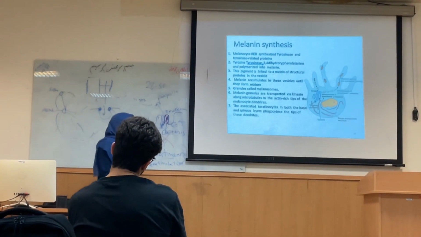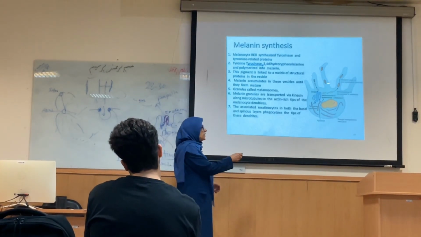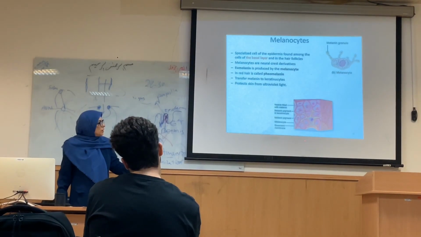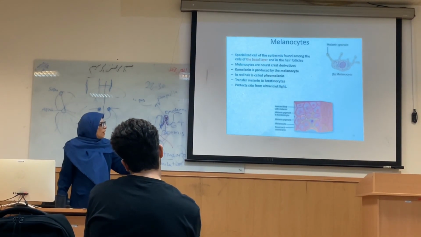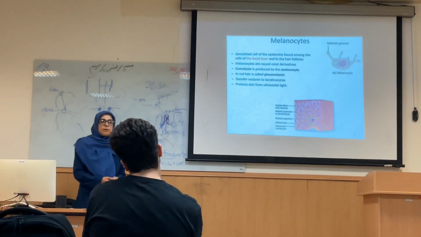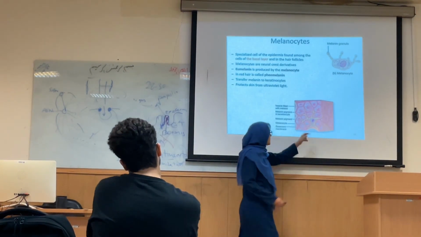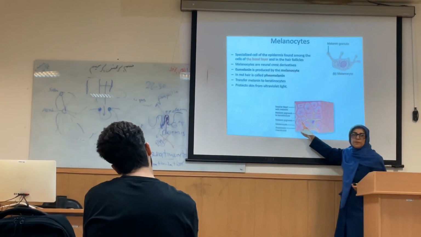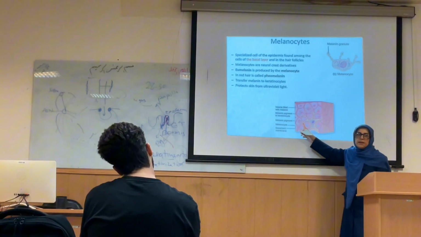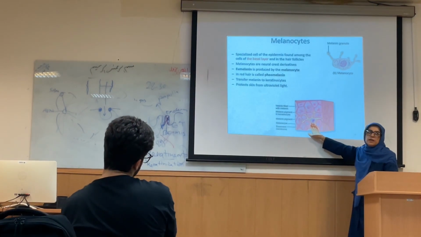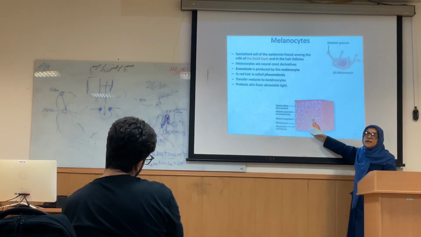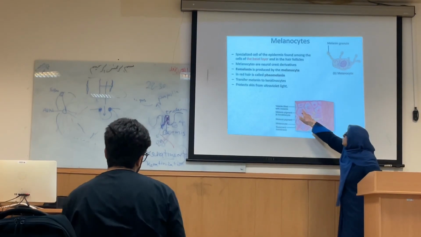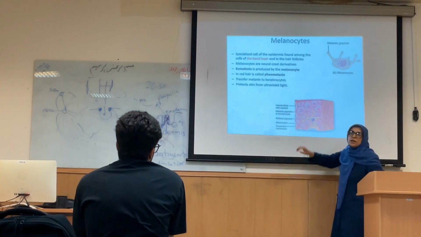The melanocytes are in the basal surface. The body with its nucleus is, as you see here, in the basal layer. They have lots of cytoplasmic processes, and these processes, as you see here, are located between the keratinocytes. Why? Because the melanocyte synthesizes melanin, but this melanin is transferred to keratinocytes and stored in the keratinocytes.